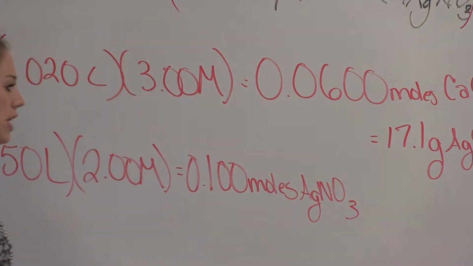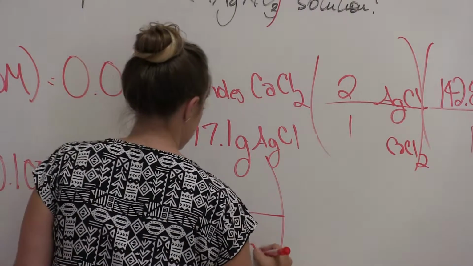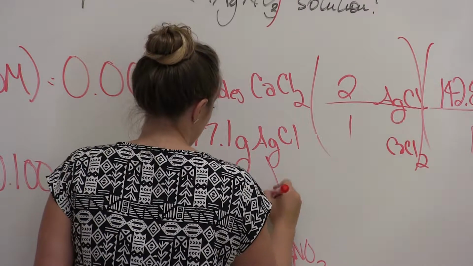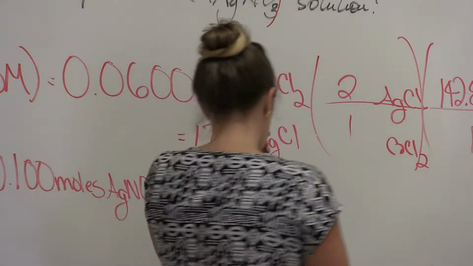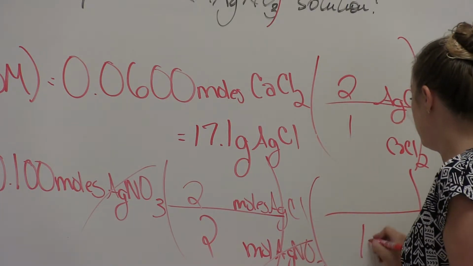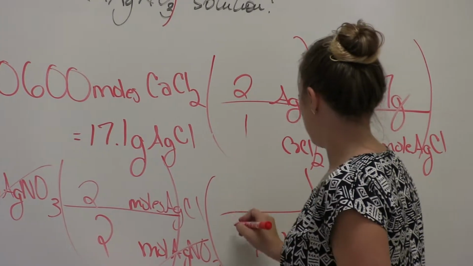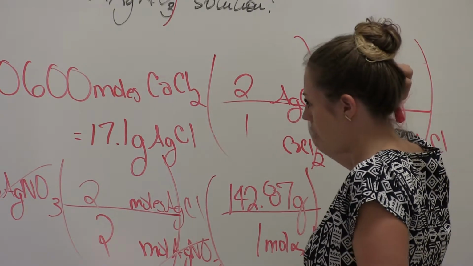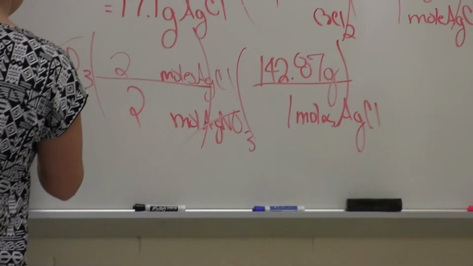Once we're in moles of silver nitrate, we can flip into moles of the product. Moles of silver nitrate is going to go on the bottom, and we're going to go to moles of silver chloride. This relationship is 2 to 2, which cancels out to be 1. The last step is to get this into grams of silver chloride. So we're going to have 1 mole of silver chloride, and the molar mass of silver chloride is 142.87. If we punch all of this into our calculator, the theoretical yield is 14.3 grams.